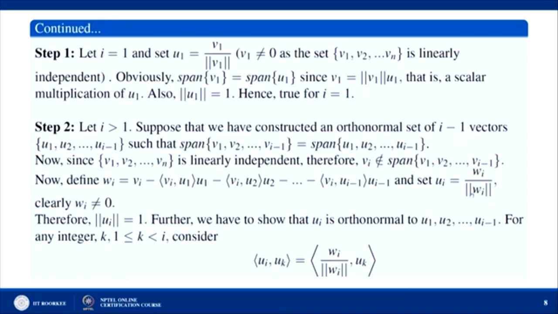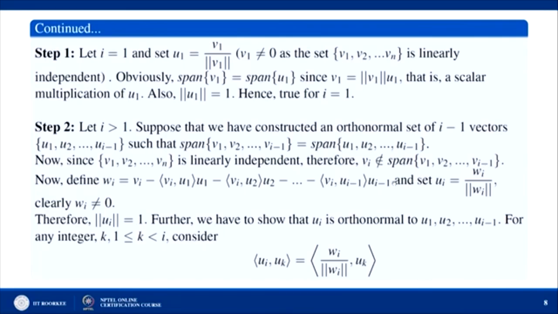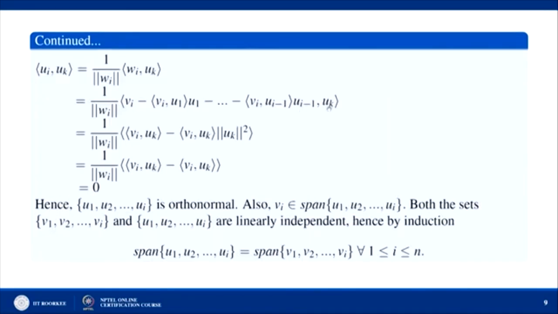Ui is wi upon norm of wi, as we have already discussed. This expression of norm of wi can be taken out by definition of inner product. This wi is given by this expression, we can substitute it here, with uk. Now u1, u2 up to ui minus 1 is an orthonormal set, by our assumption of mathematical induction.